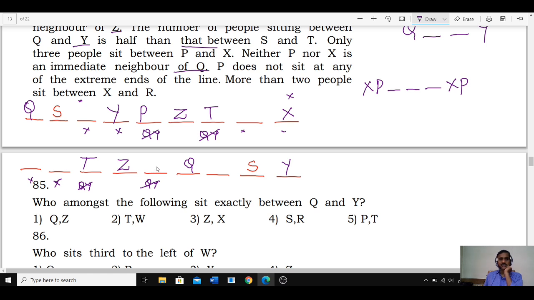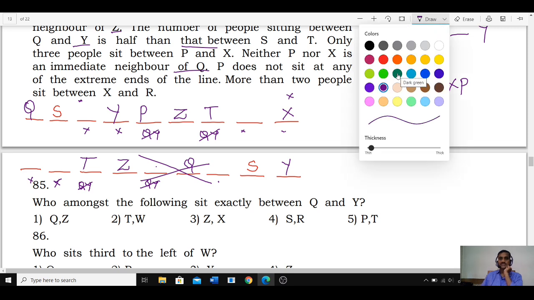Neither P nor X is an immediate neighbor of Q. But here P and Q are adjacent to each other, not possible. If P or Q is here, 1, 2, 3, the other person must be here, not possible. So P and X cannot be in these two places. If P or X is here, the other must be here, but then they come next to Q, not possible. If P is here, which is not possible. And the second case is completely ruled out. Now we are left with only the first case.